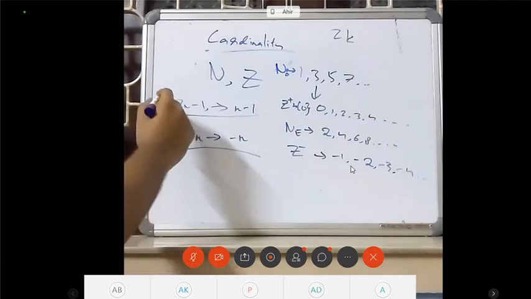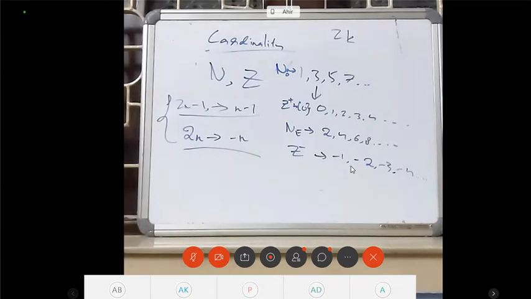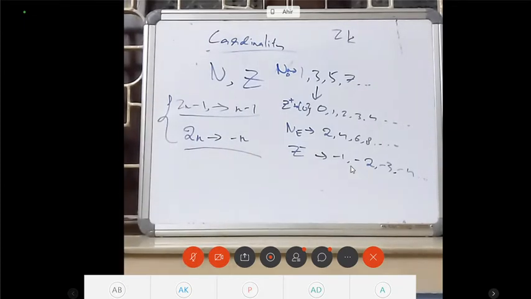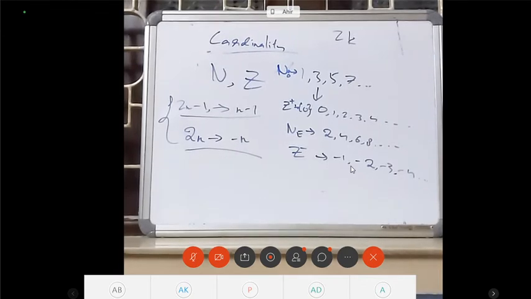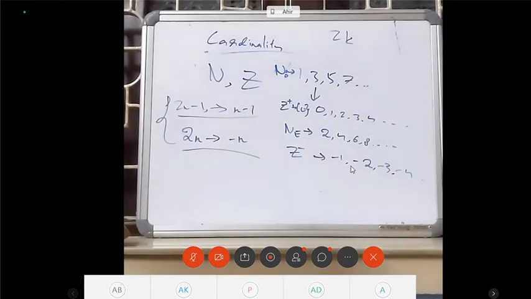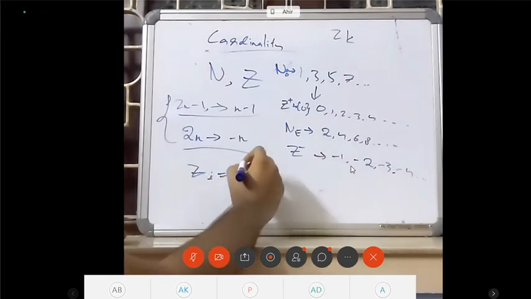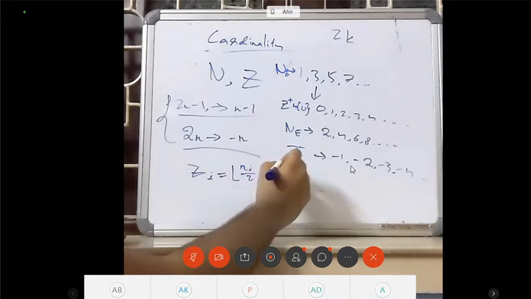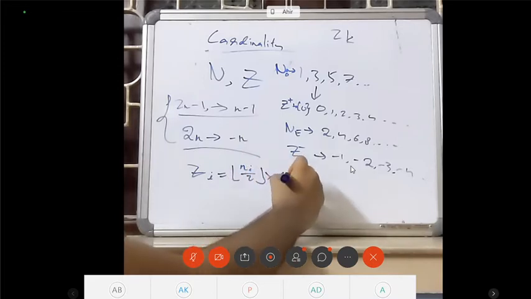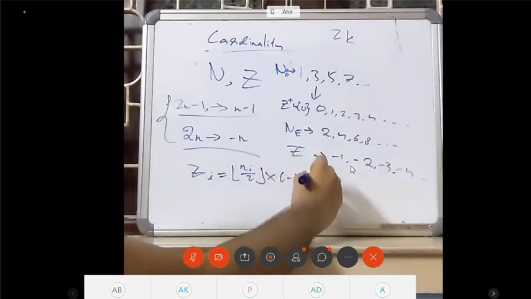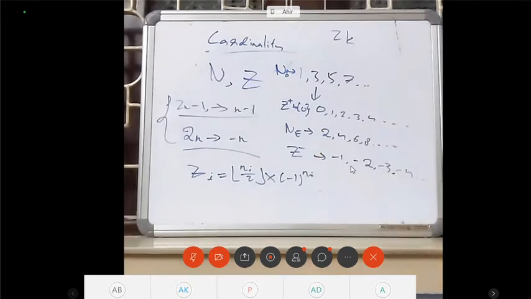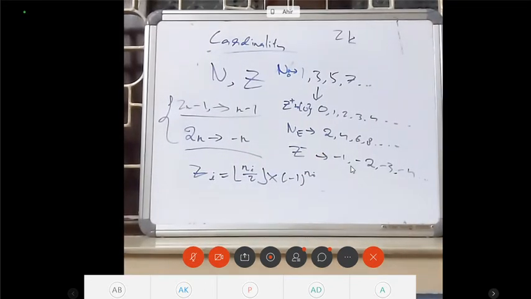So basically, if you take both of these, then you can establish a bijection from the set of natural numbers to the set of integers. So is the relation clear to you guys? And this was a more elegant map actually. If you take z_i equals the greatest integer function of n_i by 2 times minus 1 to the power n_i, this is a more elegant sort of a map.